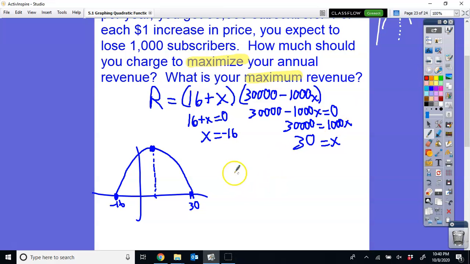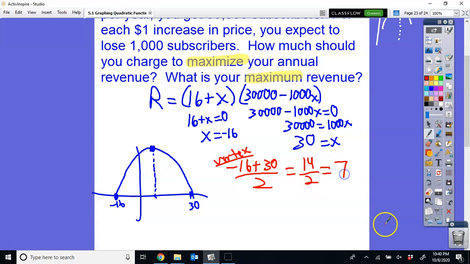The same way we did when we were graphing. Add them together and divide by 2. That's going to be where my vertex is located. Guys, just because we're not actually doing a detailed graph on this one doesn't change how you find the vertex. So we add negative 16 plus 30 and get 14, divided by 2, which is 7. That means 7 is the number for x.